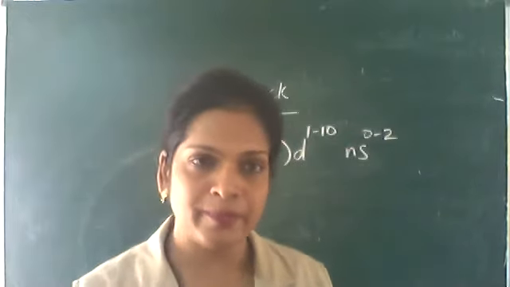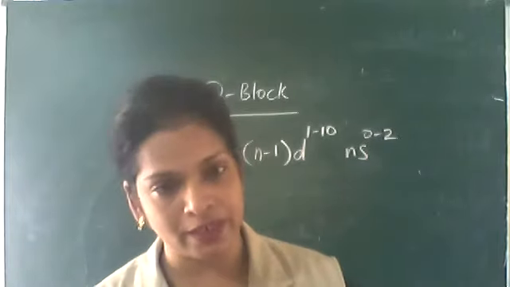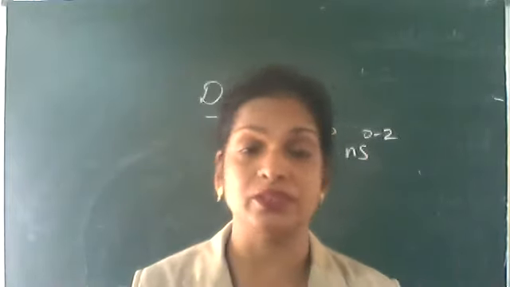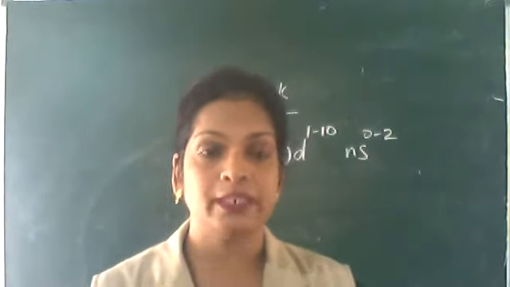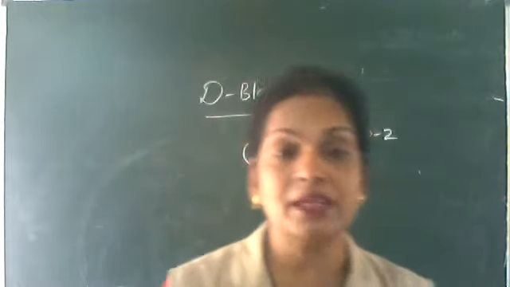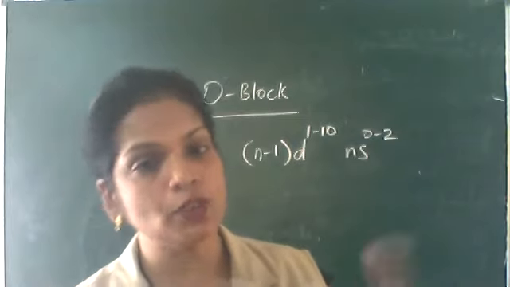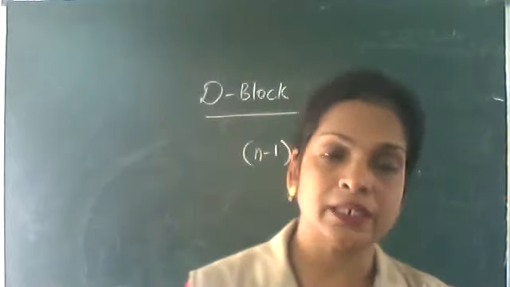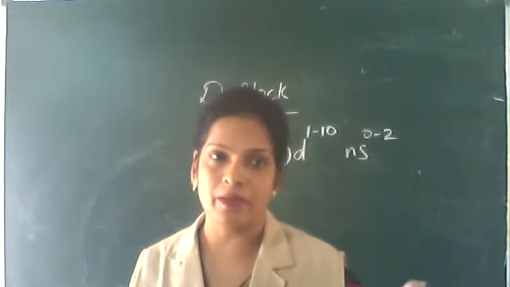For example, Fe shows +1, Fe shows +2, Fe shows +3. +2 is ferrous, +3 is ferric. Copper shows variable valencies +1 and +2. That is cuprous and cupric. +1 is cuprous, the smaller one is -ous, the bigger one is -ic. So copper +1 is cuprous, copper +2 is cupric. So they show both, that is variable valencies. So generally D block elements show variable valencies.